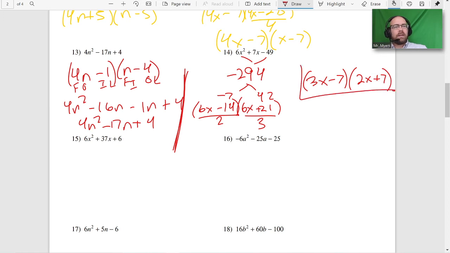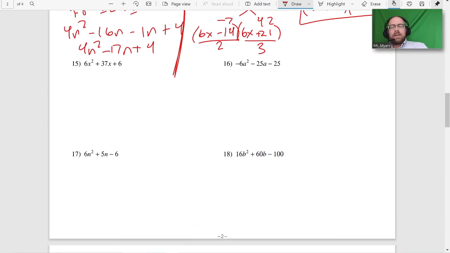And that is the final answer for that one. Whew, that was a doozy. Okay, so then, this one won't be as bad. 6 and 6 make 36. 1 and 36 add to 37. So we want 6x plus 1.